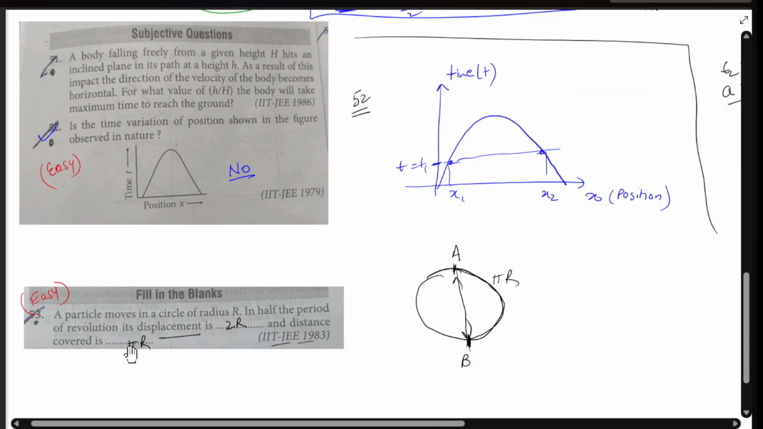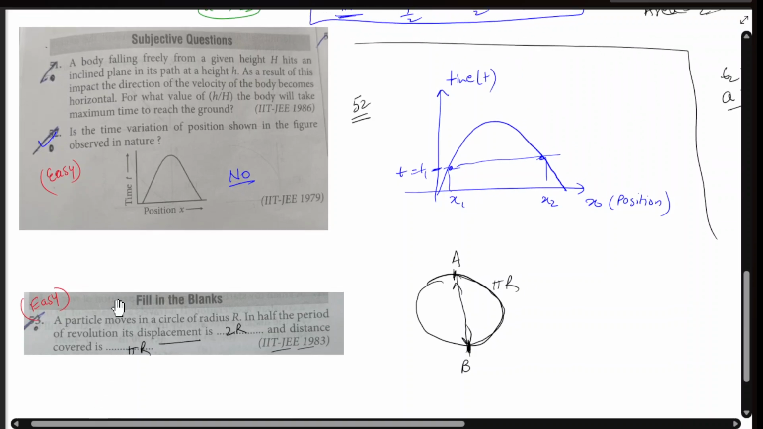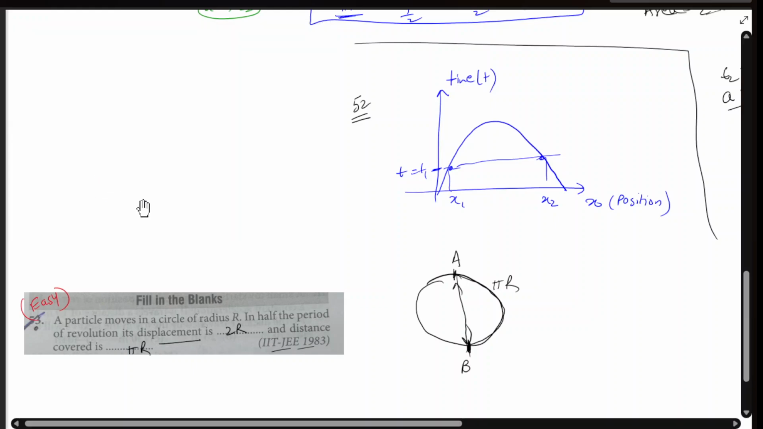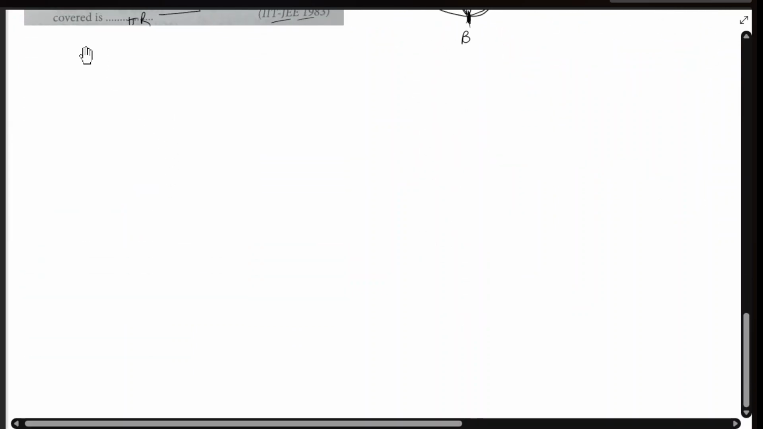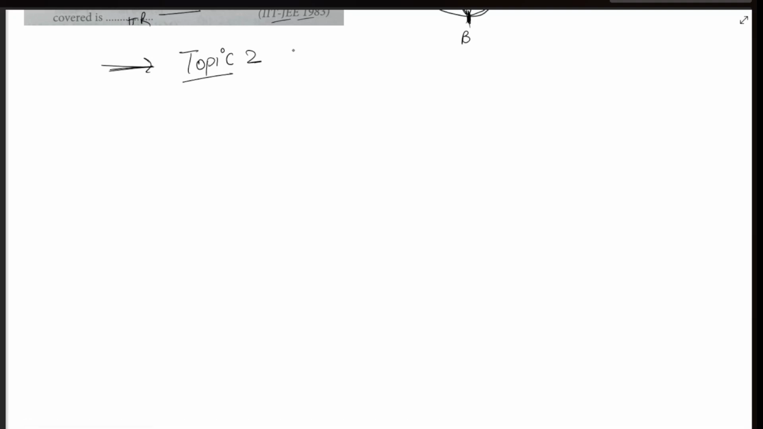Okay. Now the next part we are going to move on to. So next topic, we have topic 2. Questions will be based on equation of motion.